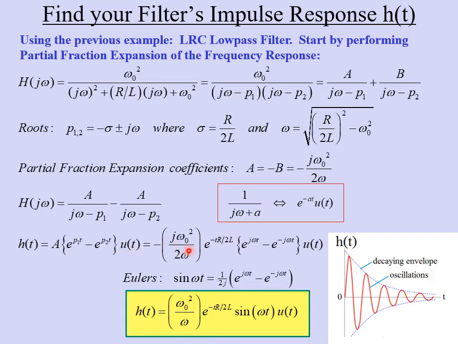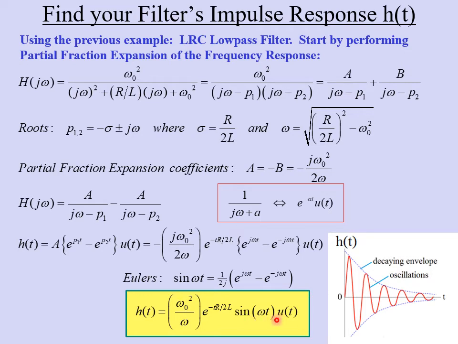And so when you're all done, it might be a bit messy at first, but it'll eventually boil down. And you can use Euler's formula, and you should be able to turn some of those complex exponentials into just sines or cosines. So for this particular filter, the impulse response has some term out in front, and then it has a decaying exponential term. So it's e to the minus t times some R over 2L, and that produces this decaying envelope right here.